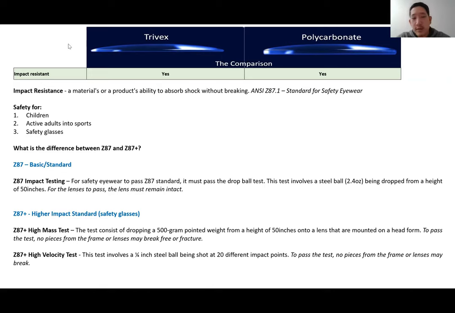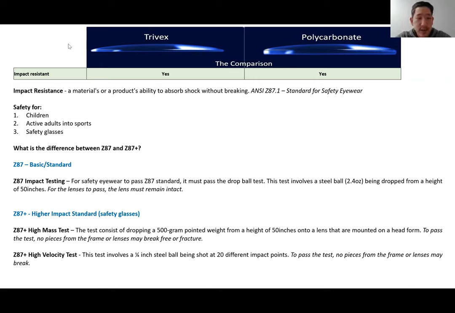So what is the difference between Z87 versus Z87 plus? Z87 is more of a basic standard for safety eyewear. We call this Z87 impact testing. For safety eyewear to pass the Z87 standard, it must pass the drop ball test. This test involves a 2.4 ounce steel ball being dropped from a height of 50 inches. For the lens to pass, the lens must remain intact and should not crack or fracture.